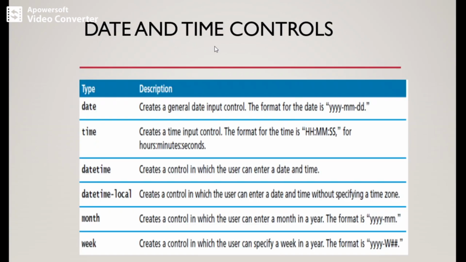Then same thing, we have date and time controls also. Date we have, which will create a general date input control. Like it's in the format year, month, date. Next time, it creates a time input control. The format is hour, minute, second. Datetime, if you do, it creates a control in which the user can enter a date and time also. Datetime-local means it creates a control in which the user can enter a date and time without specifying a time zone. Month creates a control in which the user can enter a month in a year, and week creates a control in which the user can specify a week in a year.